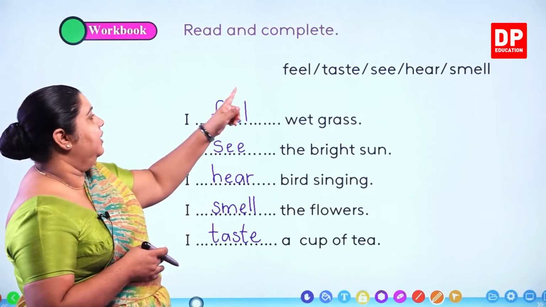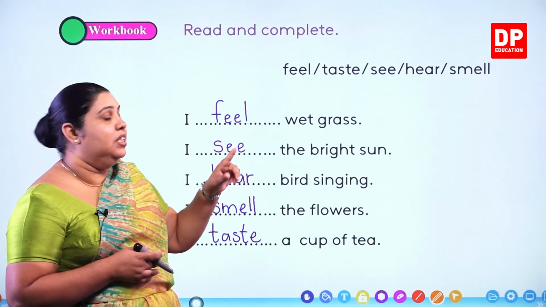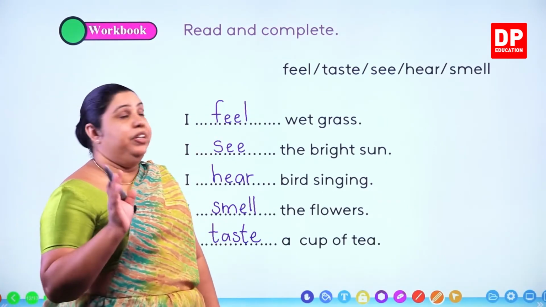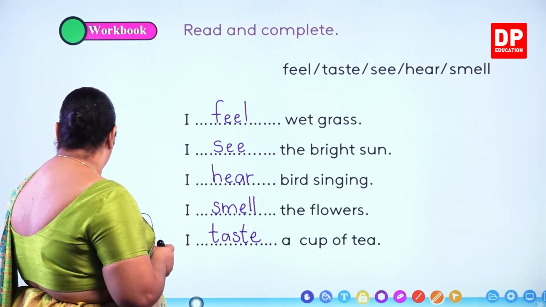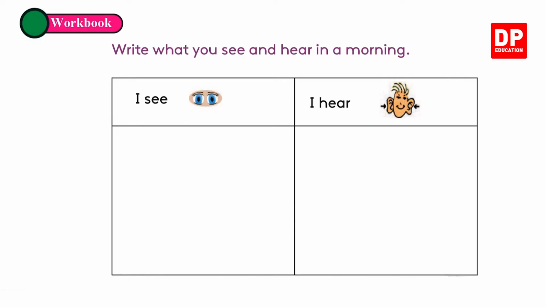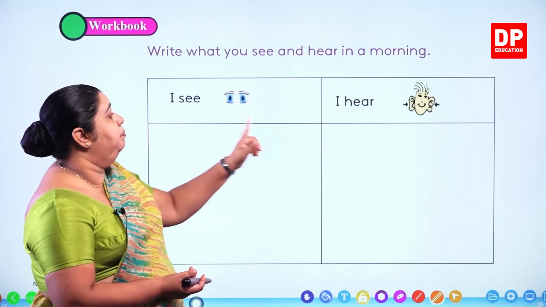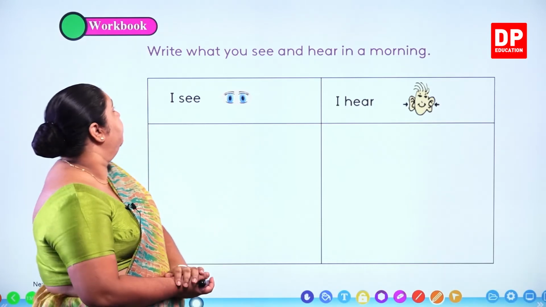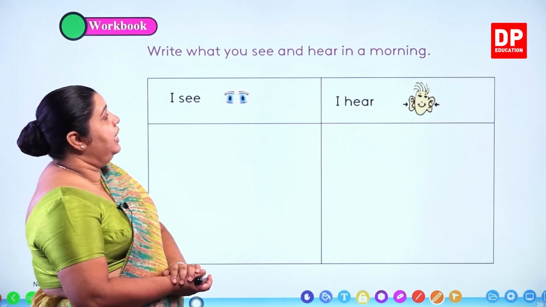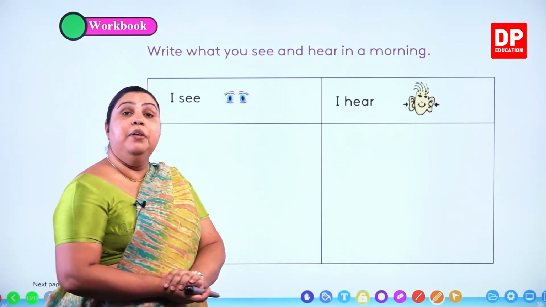So these are the words that you have to use and fill the blank. So we have completed the first part of this. Next one. In the workbook, we have an activity at the bottom. You have to complete this chart. Write what you see and hear in a morning.